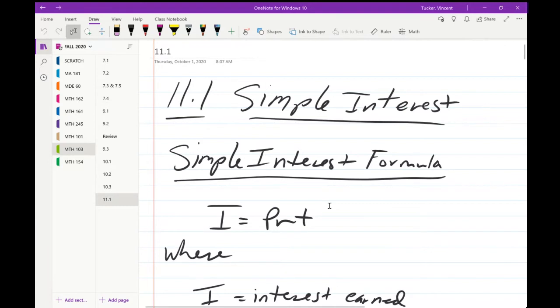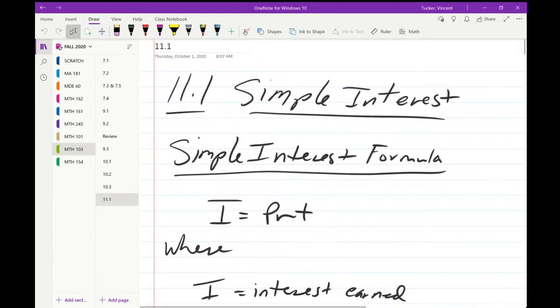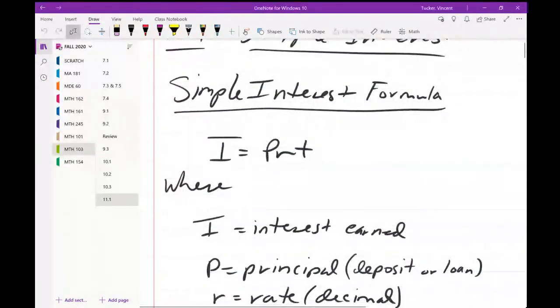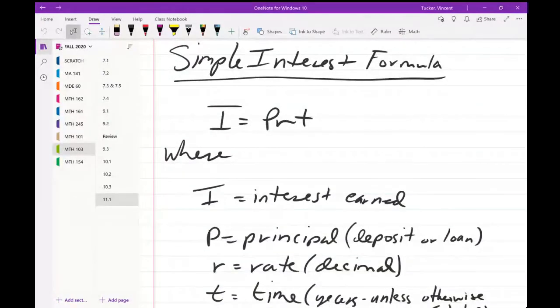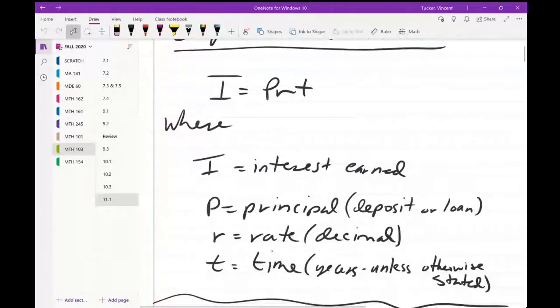All right, so 11.1 is simple interest. Our simple interest formula is I equal to PRT. That's P times R times T, where I is the interest earned, P is the principal, which is going to be your deposit or loan. R is your rate. Don't forget to convert that to a decimal. And T is your time in years, unless otherwise stated.